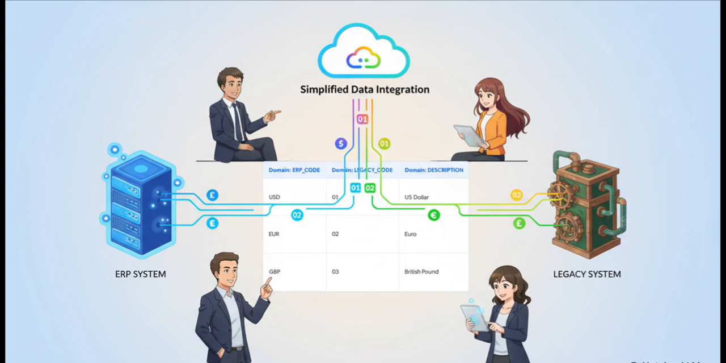And here it is. This is our central dictionary in action. This simple little table is the entire solution. Just look at the columns. The ERP system's code, like USD, is mapped directly to the legacy system's code 01. Instead of being buried in some obscure line of code, the translation is right here. It's clean, it's visible, and it's all managed in one place.